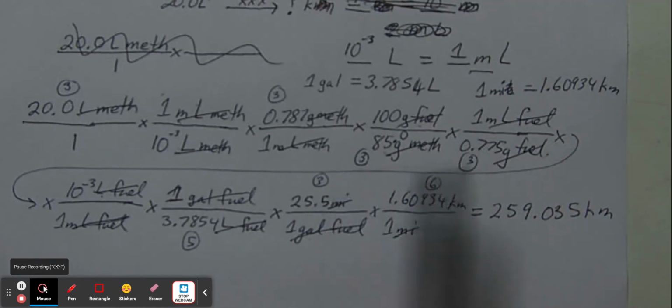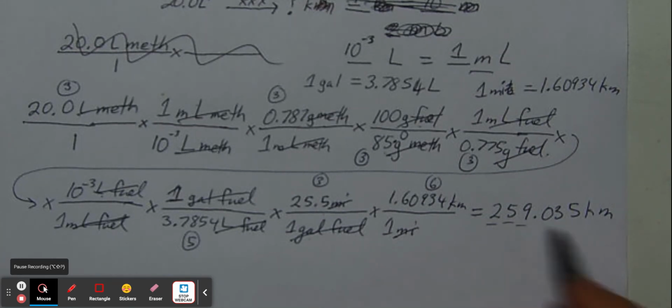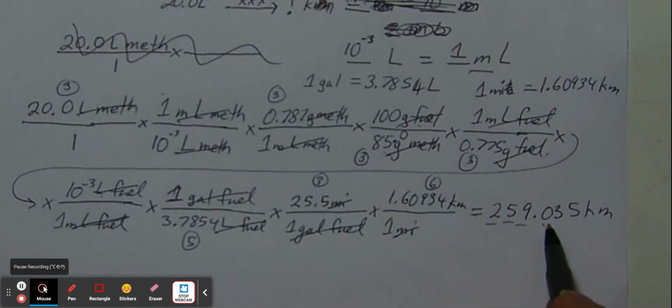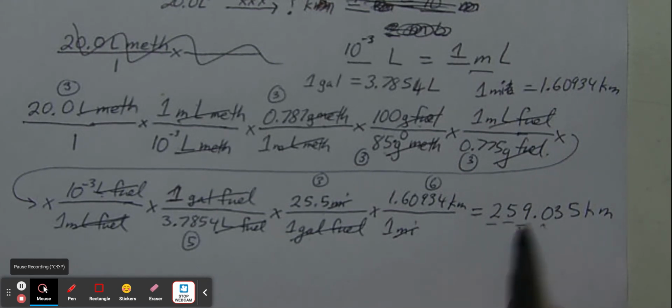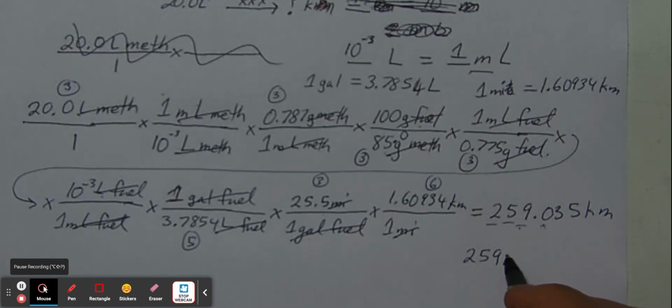So the least number is 3. So you can only keep 3 digits in your answer. So 1, 2, 3. And this one is a 0, so we don't need to round the 9. So the final answer is 259 kilometers. So that is your final answer for this problem.